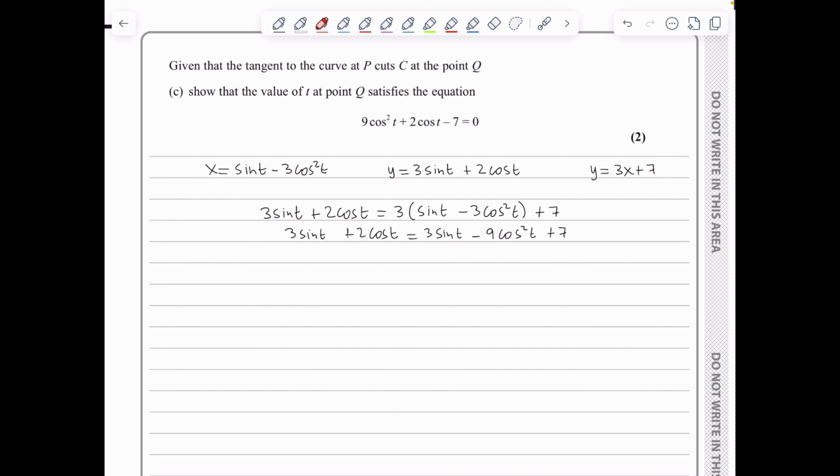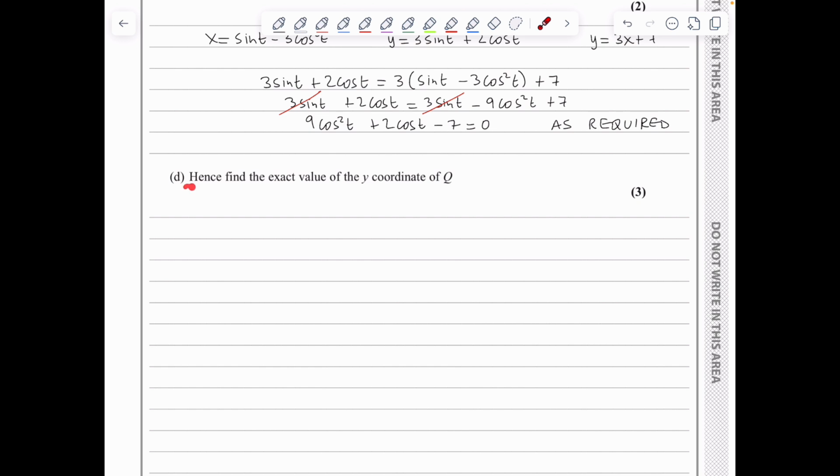The first thing we notice is that the 3 sine t terms will cancel out, and then I'll be collecting everything on the left hand side, leading to 9 cos squared t plus 2 cos t minus 7 is equal to 0 as required. And indeed, we are asked to hence find the exact value of the y coordinate of Q. Well, I will take the quadratic in cos t. I will factorize this into 9 cos t minus 7, the first bracket, times cos t plus 1 being equal to 0.